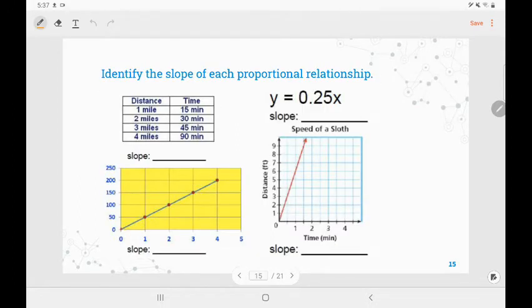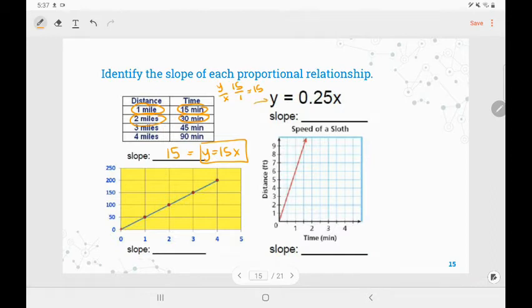Okay, let's make sure that we can identify the slope of each proportional relationship. This is going to help us make comparisons between different relationships. So remember, to determine the slope from a table, I take the second column, or the y, and divide it by the first column. So 15 divided by 1 is 15. Now, if it's proportional, it should keep the same pattern, and I can see 30 divided by 2 is also 15. So what is the slope? 15. And if I had to write an equation, y equals 15x.